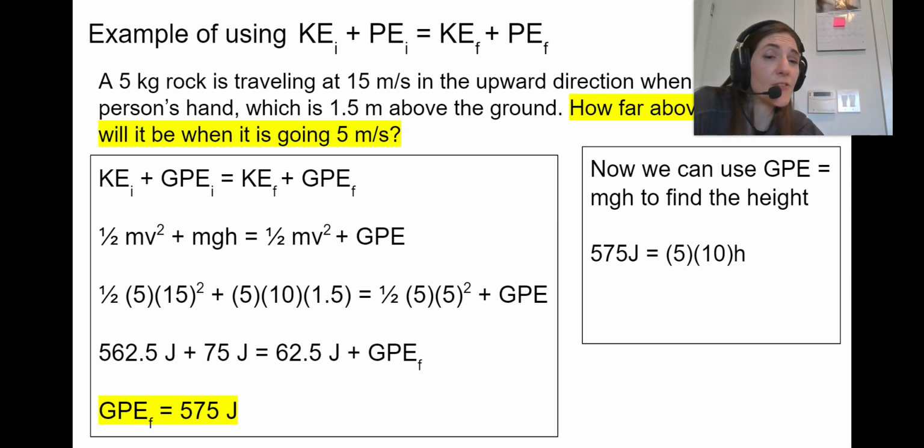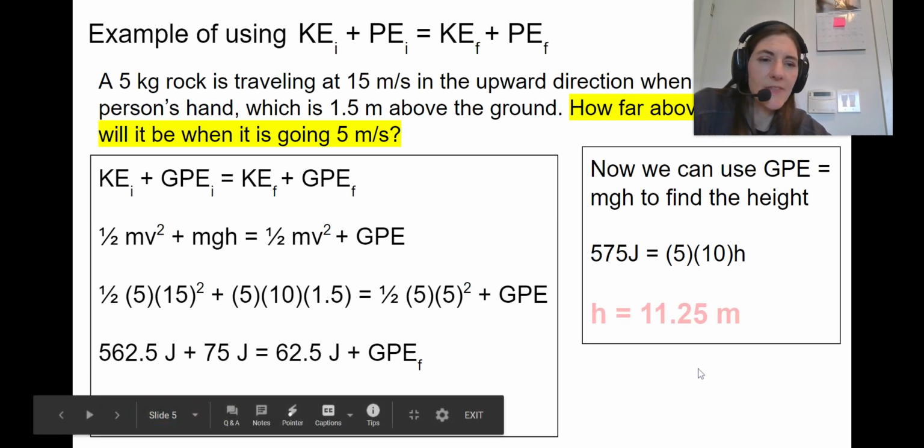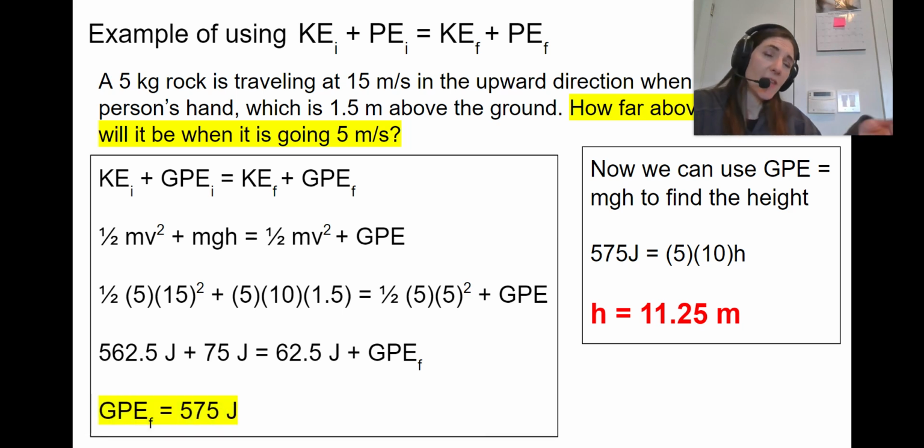So 575 joules of GPE is equal to mgh. And I have a mass, which is 5. I have 10 meters per second squared, which is g. And my height is what I'm looking for. So 5 times 10 is 50. So if I divide both sides by 50, algebra, 575 divided by 50 is going to give me 11.25 meters. So when that rock is traveling 5 meters per second, the height of it is 11.25 meters.